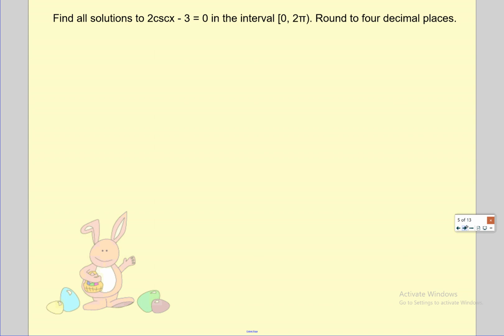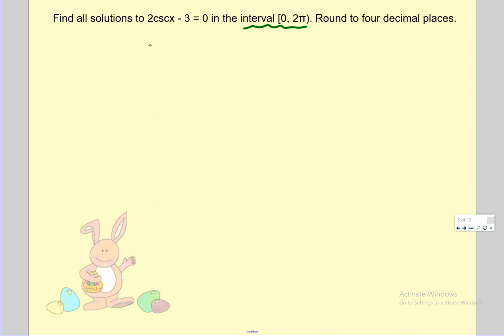It says round to 4 decimal places. We only want answers on the interval 0 to 2 pi. So that tells us 2 things. Number 1, we don't have to add on the period times k. We just want answers in that certain interval. And number 2, we need answers in radians. That's what we're getting here, okay?